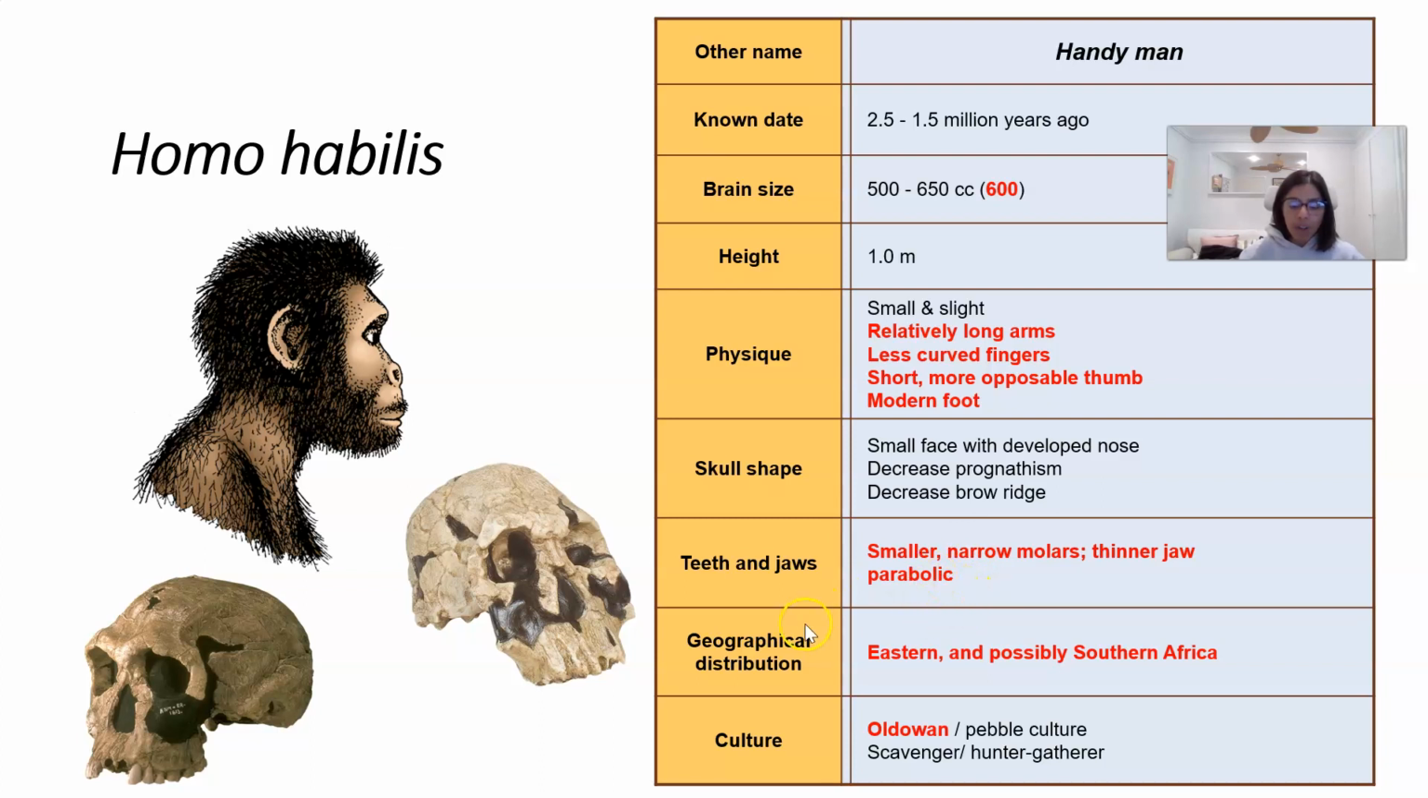We start to see a culture happening. And when we talk about culture, we're talking about tool culture. And the tool culture associated with Homo habilis was Oldowan. And that is simply an association with very basic rudimentary pebble tools. And we'll talk more about them later in another video.